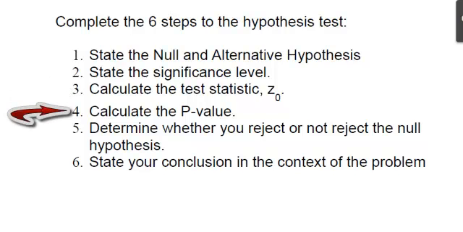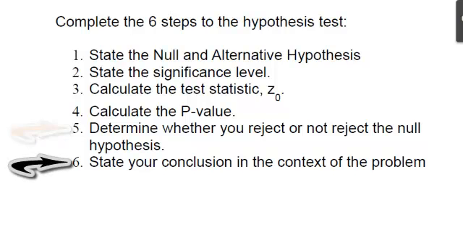The next thing we'll do is calculate the p-value. This is just one method for making a conclusion to a hypothesis test. There's the classical method, the p-value method, or using confidence intervals, believe it or not, in order to determine whether we'll reject or not reject the null hypothesis. But in our class, in the Introduction to Statistics 1, we're going to concentrate on the p-value method. So on Step 4, we're going to actually calculate the p-value. And then in Step 5, determine whether you reject or do not reject the null hypothesis. Step 6 is state the conclusion in the context of the problem.